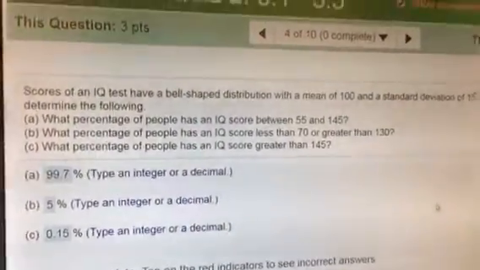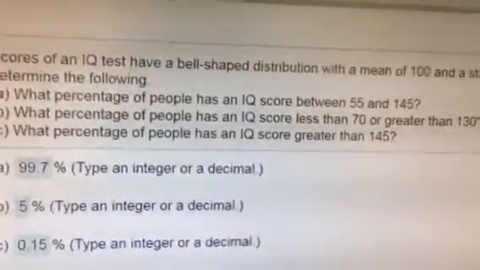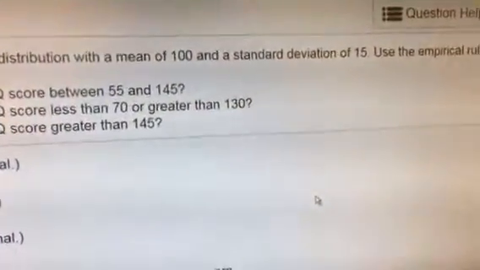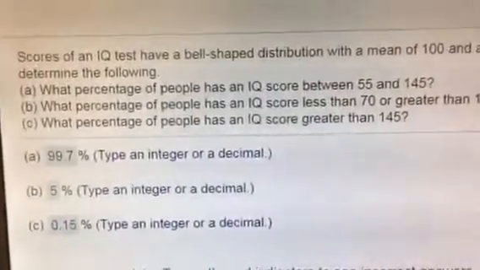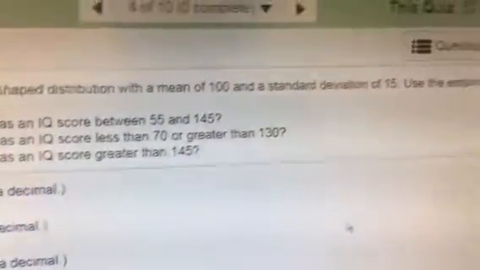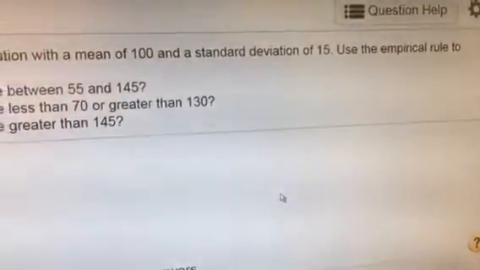going on. This is a problem that says scores of an IQ test have a bell-shaped distribution with a mean of 100 and a standard deviation of 15. Use the empirical rule to determine the following, and it gives you some things. So the first two pieces that it gives you is the mean and the standard deviation, and it tells you to use the empirical rule.